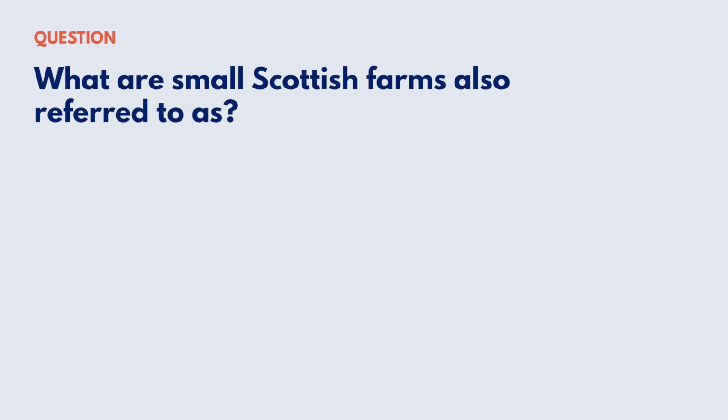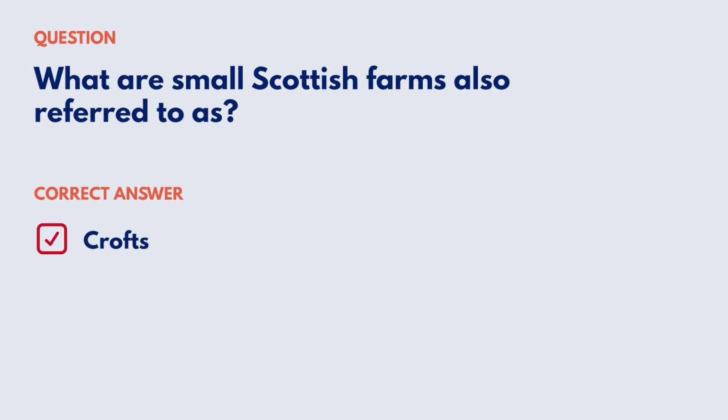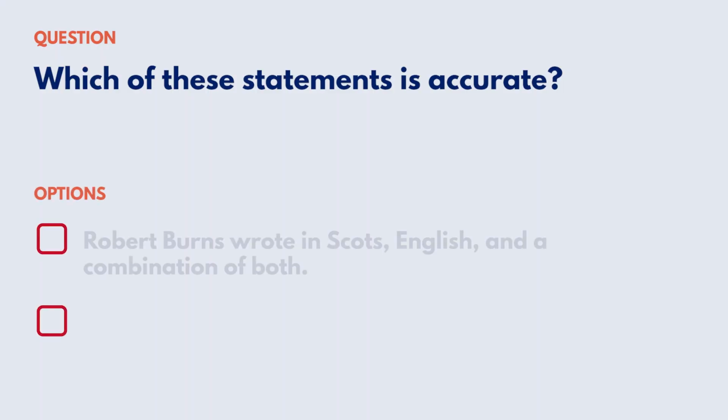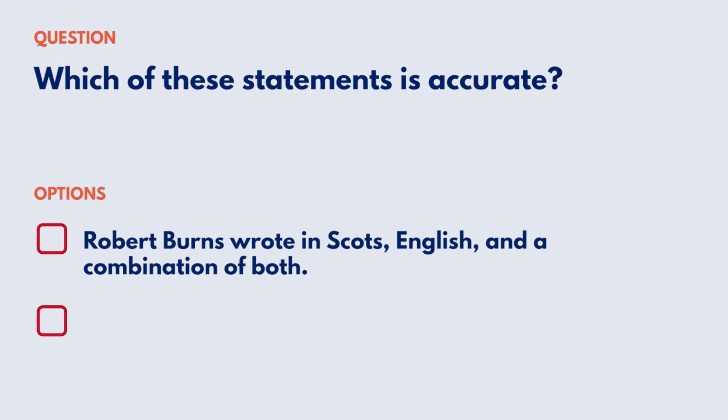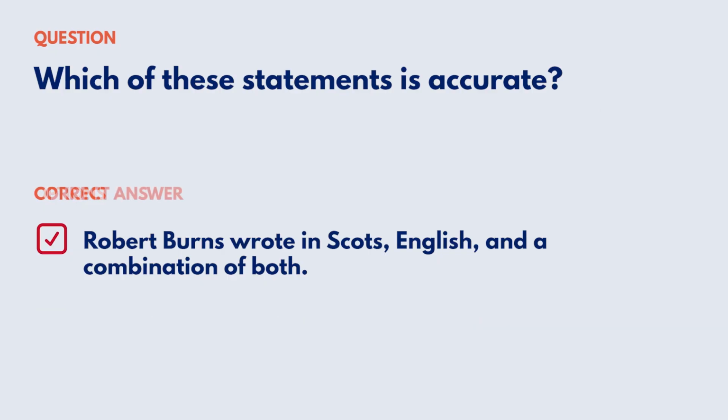What are small Scottish farms also referred to as? Crofts. Homesteads. Hamlets. Bothies. Correct answer, crofts. Which of these statements is accurate? Robert Burns wrote in Scots, English, and a combination of both. Robert Burns wrote solely in the Scots language. Correct answer, Robert Burns wrote in Scots, English, and a combination of both.